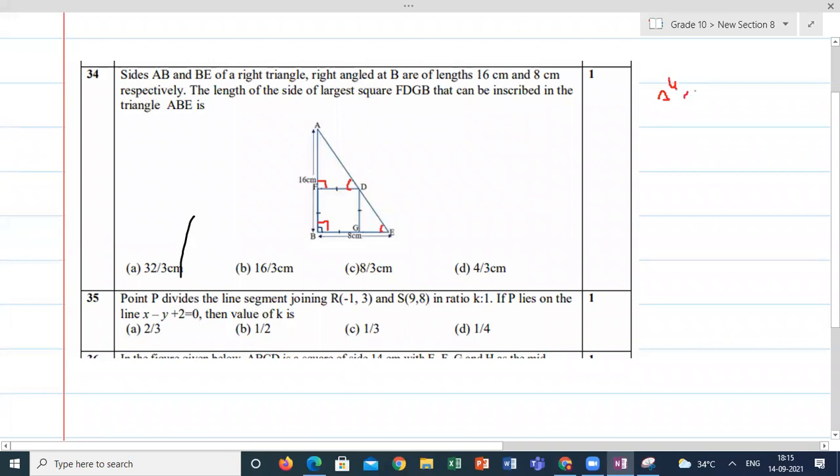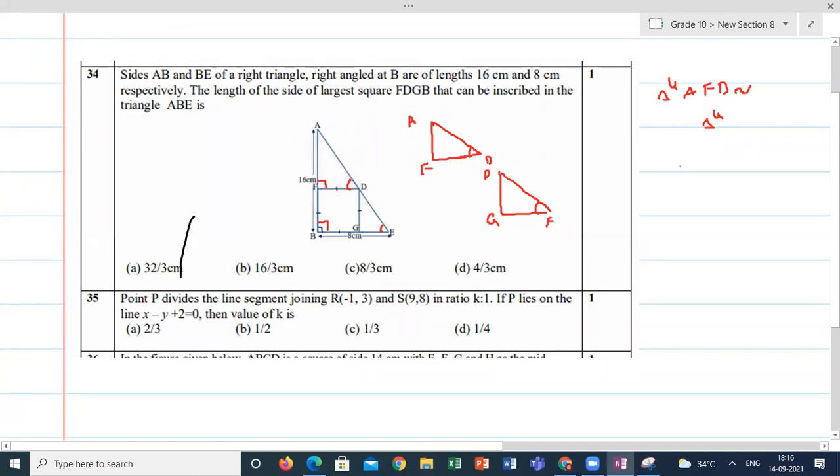triangle AFD is similar to triangle DEC. So I'm taking these two triangles to make it similar, A, F, D. This is also one more right angle triangle I'm getting with the same angle because these two are alternate angles. This is D, E, C. These two are similar and both are right angle triangles. So from angle-angle criteria, these two are similar.